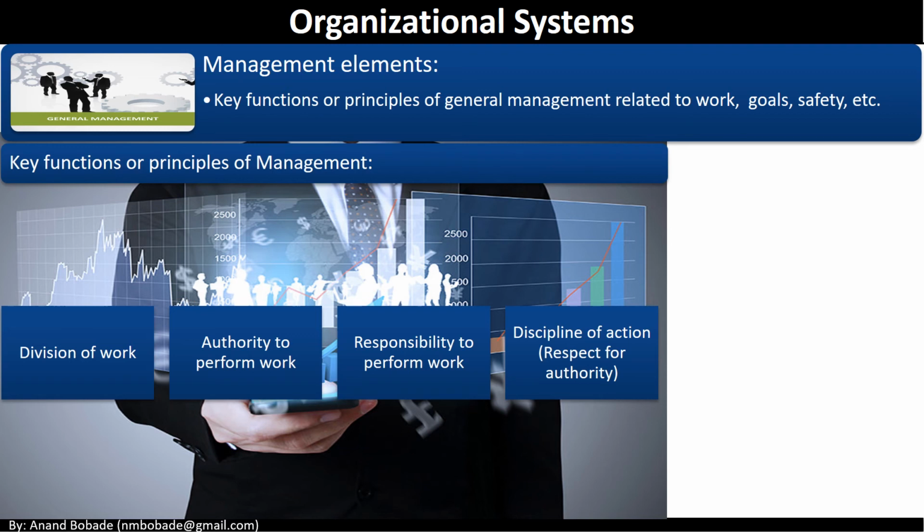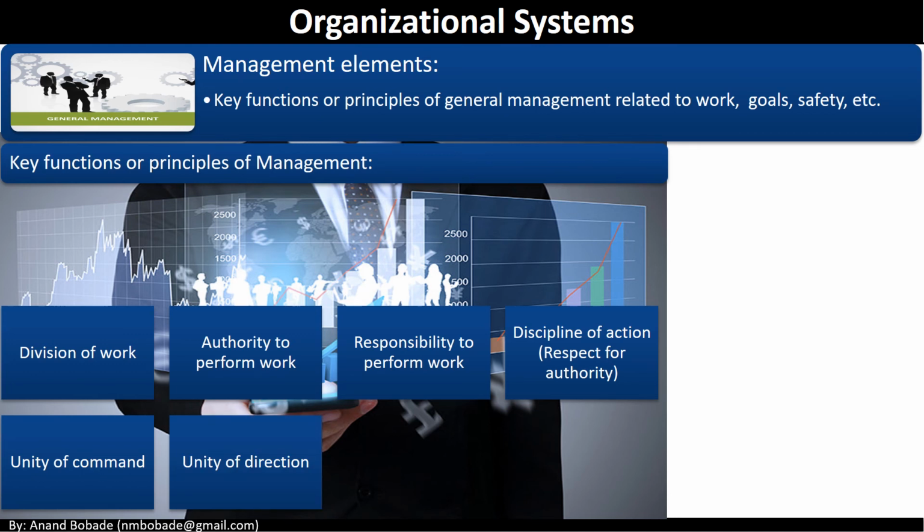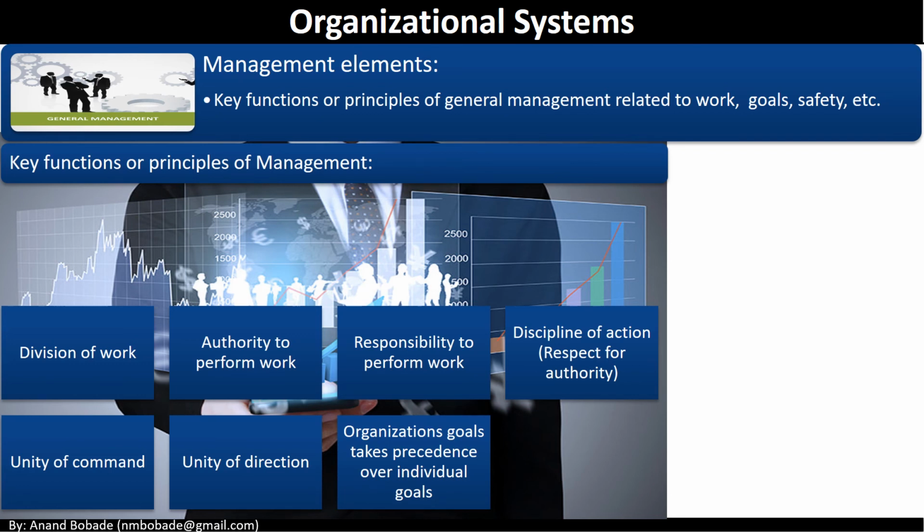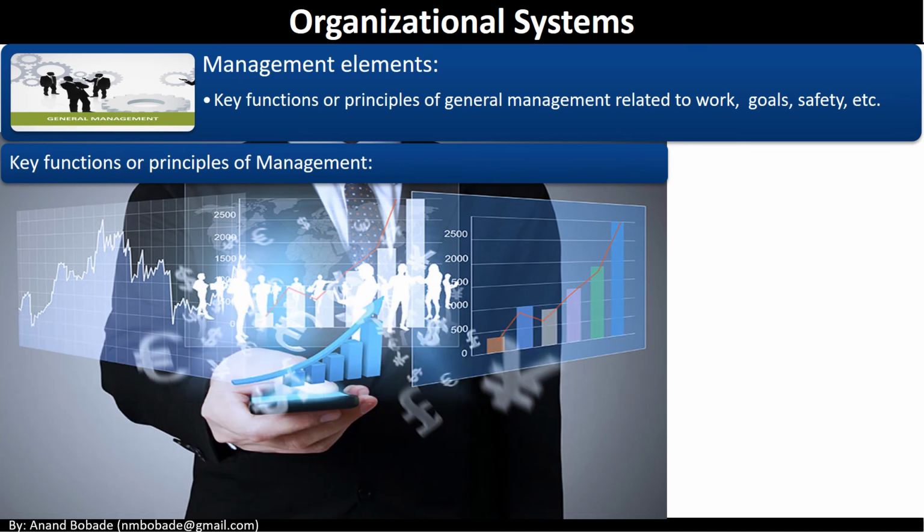Unity of command, unity of direction. Organization's goal takes precedence over individual goals. So it is important that stakeholders and resources look mainly at the organization's goal and try to achieve that. All the resources should be paid fairly. Then you have optimal use of resources. So if you have a budget on your project, it doesn't mean that you just hire the resources and half of your resources are sitting idle, wasting the organization's money. So that should not happen.